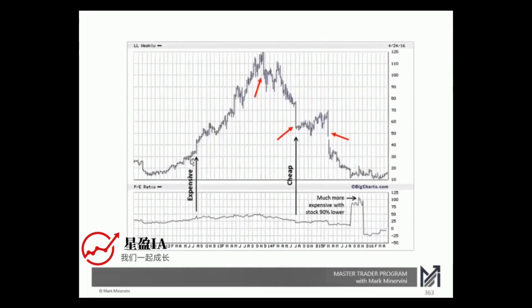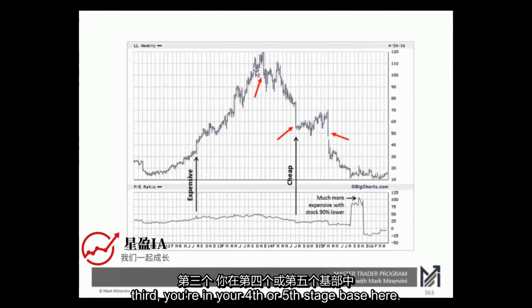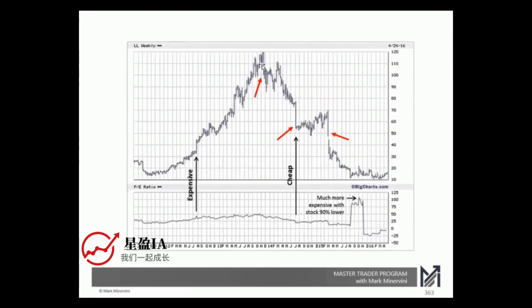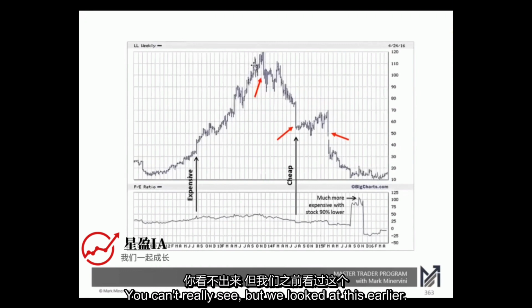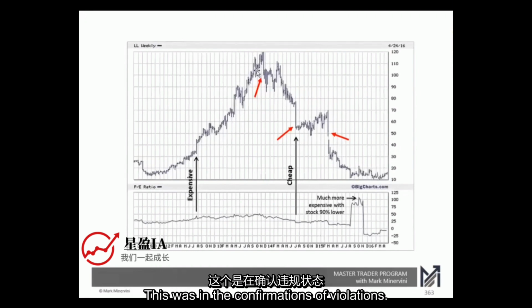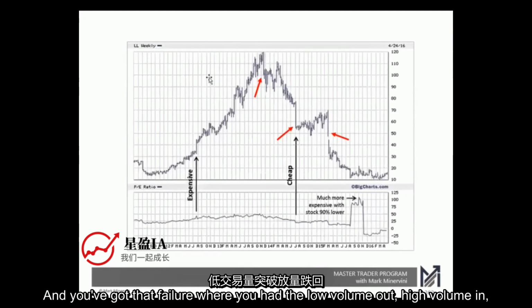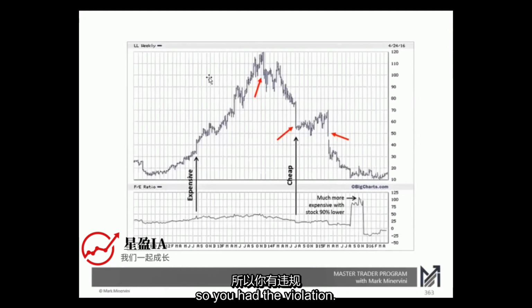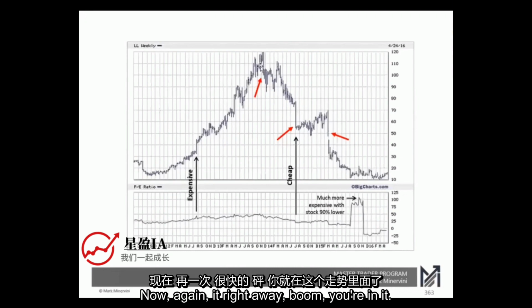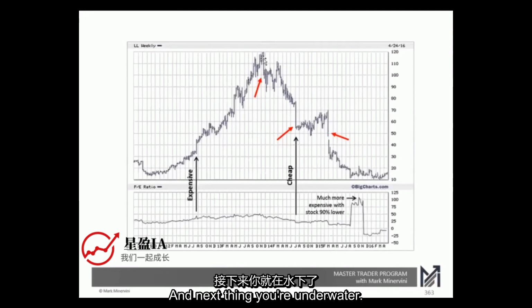You've come out of this first base, second, third. You're in your fourth or fifth stage base here. I know it's real tight here. You can't really see it, but we looked at this earlier in the confirmations and violations. It broke out here, and then boom, comes in, and you got that failure where you had the low volume out, high volume in. So you had the violation. Now again, right away, boom, you're in it, and next thing you know, you're underwater.